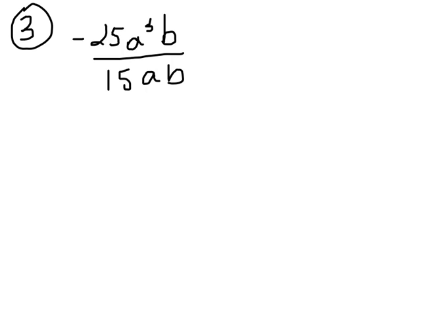Okay, so number 3, the problem was negative 25 a cubed b over 15 a b to the 4th. There are a lot of rules here we have to remember. I take these apart and do one little thing at a time. The very first thing I'm going to do is look at the numbers. A negative divided by a positive is a negative, so my answer is going to be negative. Let me go ahead and put the negative out front.